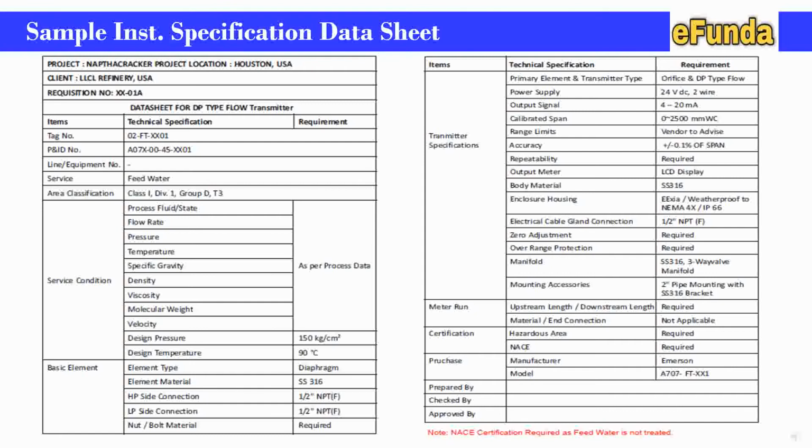Meter run, upstream lane and downstream lane, material, end connections, one can see in the requirement column. Certification, hazardous area and NES certification, purchase, manufacturer, model. These are the information covered, and prepared by, checked by, and approved by. This is a typical format used for an instrument specification sheet.